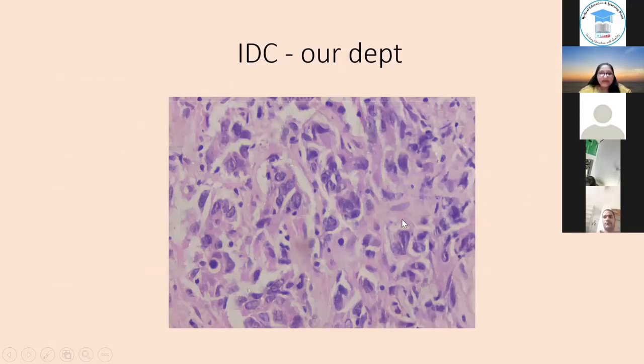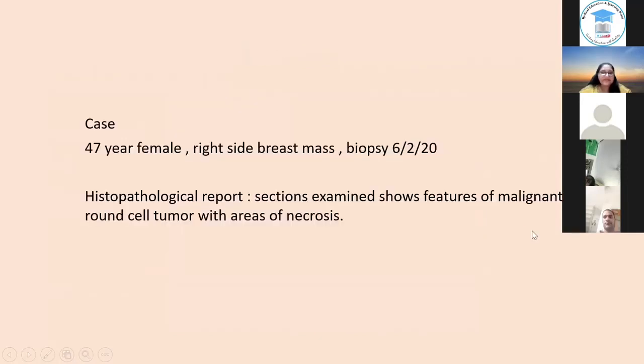They have a high degree of pleomorphism, apoptotic bodies, and mitosis. So this was signed out as IDC, grade 3, TNBC. Another interesting case I would like to show you: a 47-year-old female came with a right-sided breast mass.